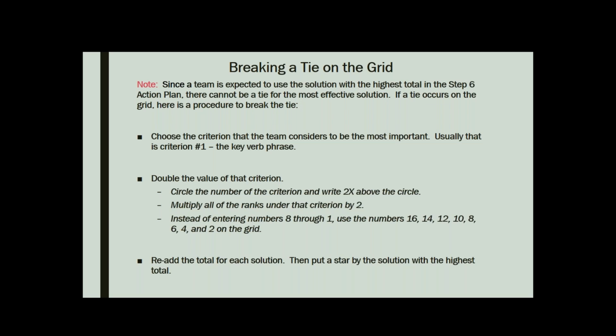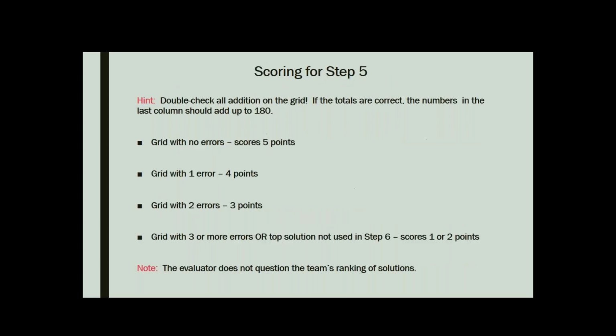All right, the scoring then for step 5. You want to double check all of the addition, and if it is correct, all the numbers in the last column should total 180. Now that will not be true if you've doubled number 1, but it will be if you didn't have a tie. And usually you don't have a tie. I just wanted to explain what to do in case that happened.